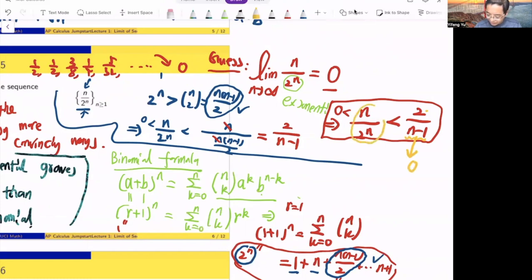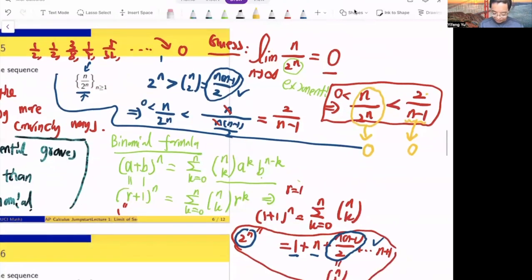So of course, then for this one, because this guy is even smaller, it will also go to 0. Here, by using the binomial formula, we obtained this inequality. The binomial formula gives us this inequality. Now by this inequality, it becomes apparent that as n goes to infinity, this sequence n over 2 to the n goes down to 0.